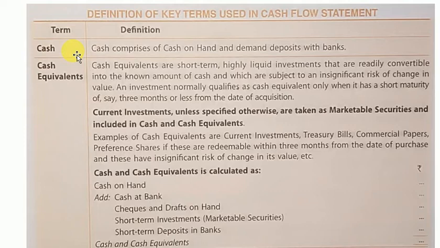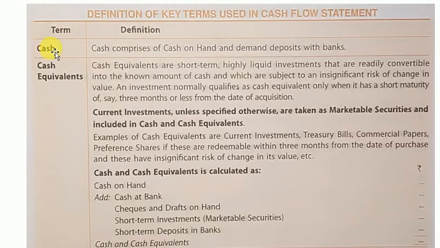So if you are asked what is cash, your answer should be: cash means or comprises cash on hand and demand deposits with banks. Not only your cash in the business, which is there for a business enterprise in hand, which can be used very immediately, but any demand deposits with banks, that means whatever amount you have in your bank accounts and different types of accounts which are operated, is also a part of your cash.